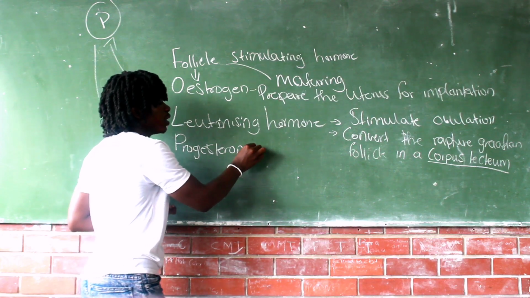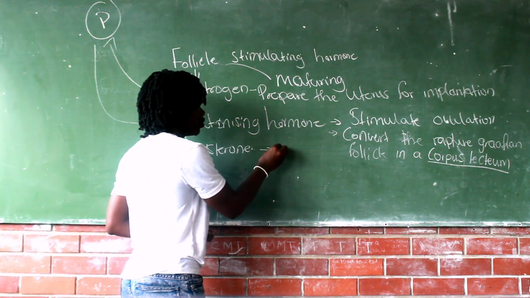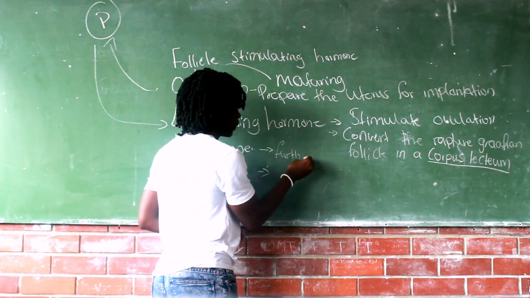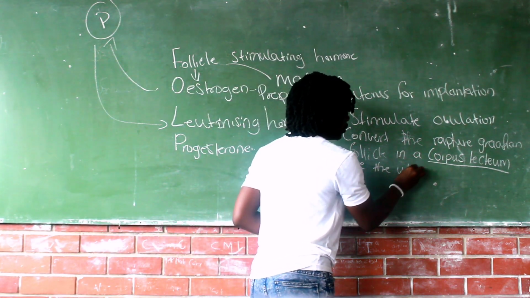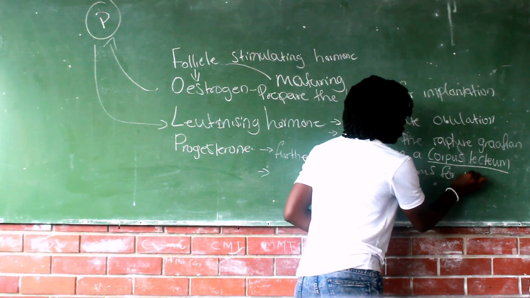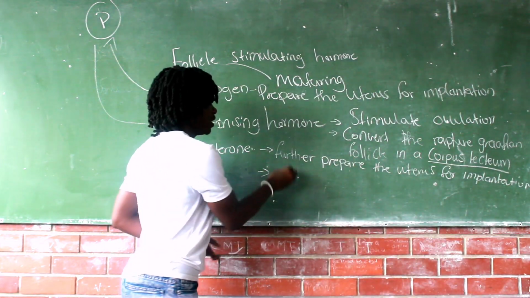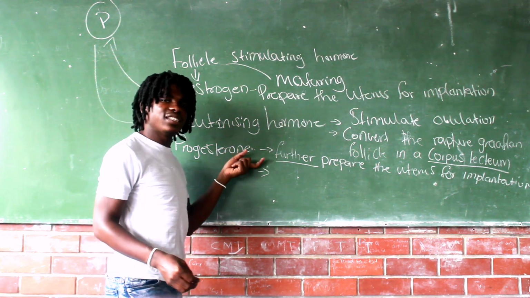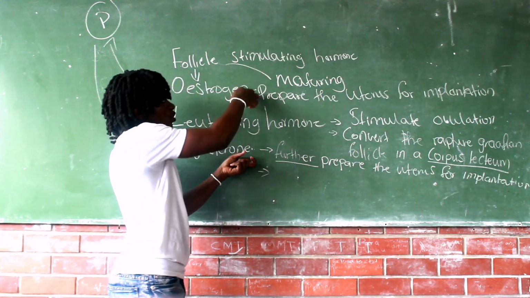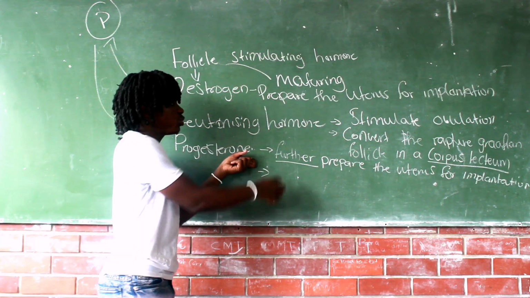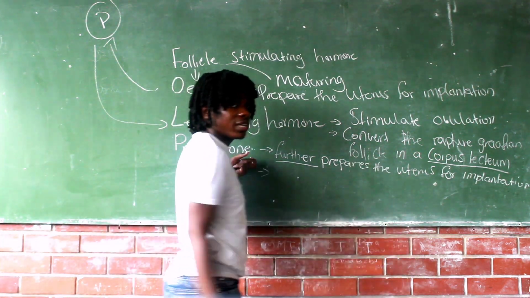So progesterone also has its own functions. It has two functions. The first function is to further prepare the uterus for implantation. So why do we say further prepare? It's because it's not the hormone that begins the preparation, but it continues where estrogen had left off. So that's why we say it further prepares the uterus, or the endometrium, for implantation.